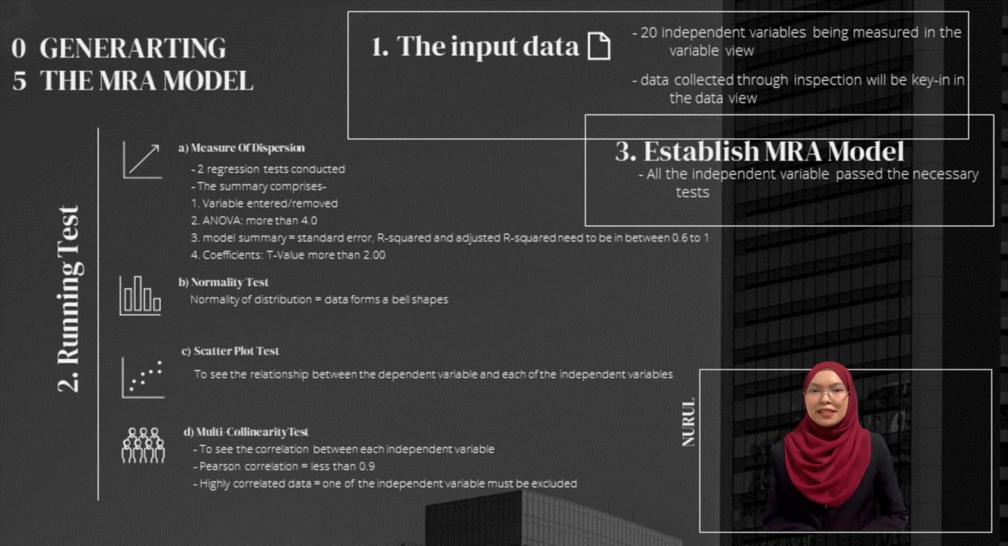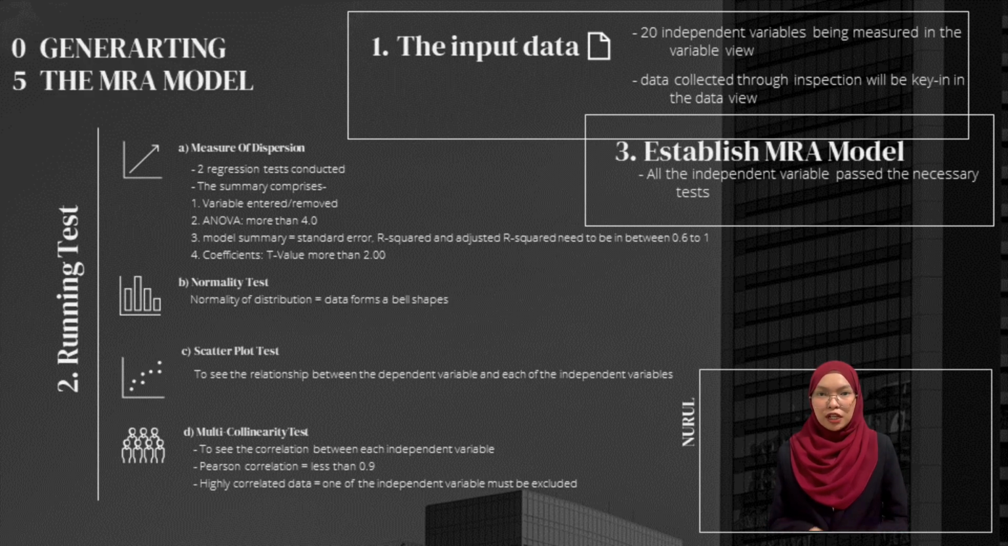Next are the steps in generating an MRA model. The first step is the input data. Data collected needs to be entered into SPSS. The 20 independent variables are labeled and measured in the variable view before the data obtained from inspection is keyed in the data view. Moving on to the next step, which is running tests. There are 4 tests that need to be conducted to determine the significance of the MRA model that will be established. The first test is measures of dispersion.